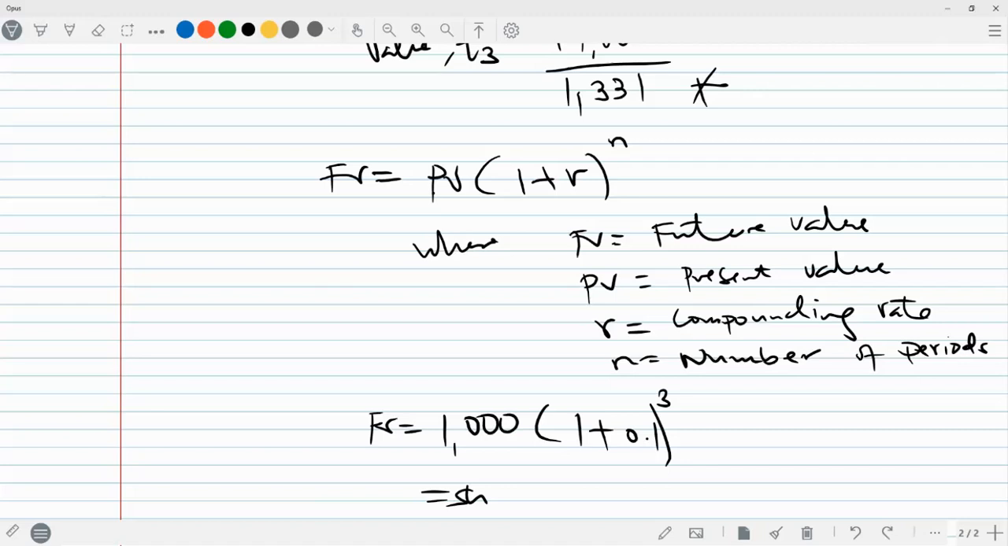You get the same 1,331. And so you get therefore 1,331 to be the future value at the end of year 3. Okay, if you invest 1,000 and every year you earn an interest of 10%. Okay, so this becomes easy in case you have 20 years. You don't have to do every year individually. You just simply apply the formula.